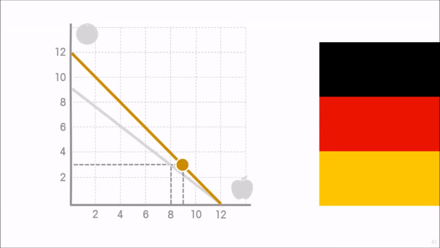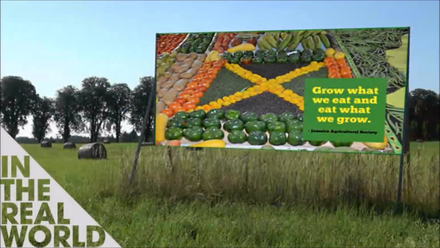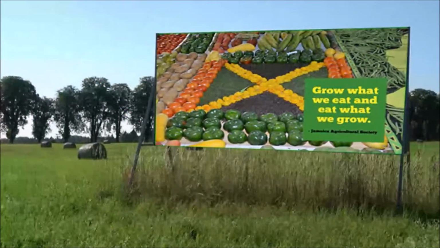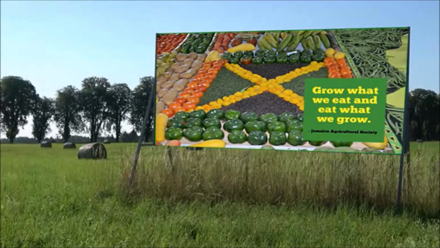This realization that specialization and trade makes both countries better off leads to some surprising and instructive conclusions and undermines a lot of the slogans that people use. Here's a really popular one. Many countries try to promote some version of this. Grow what we eat and eat what we grow. Boy, that sounds like a good thing to do. Why would anyone object to that?